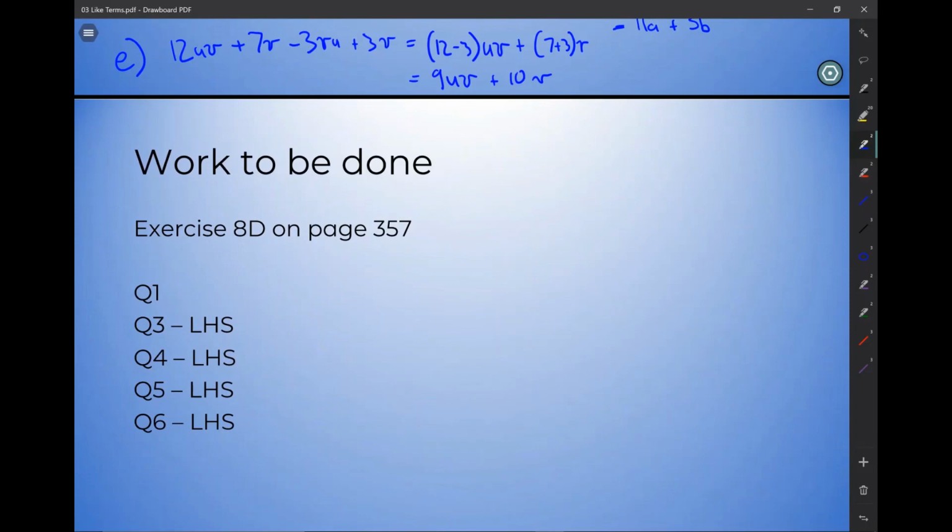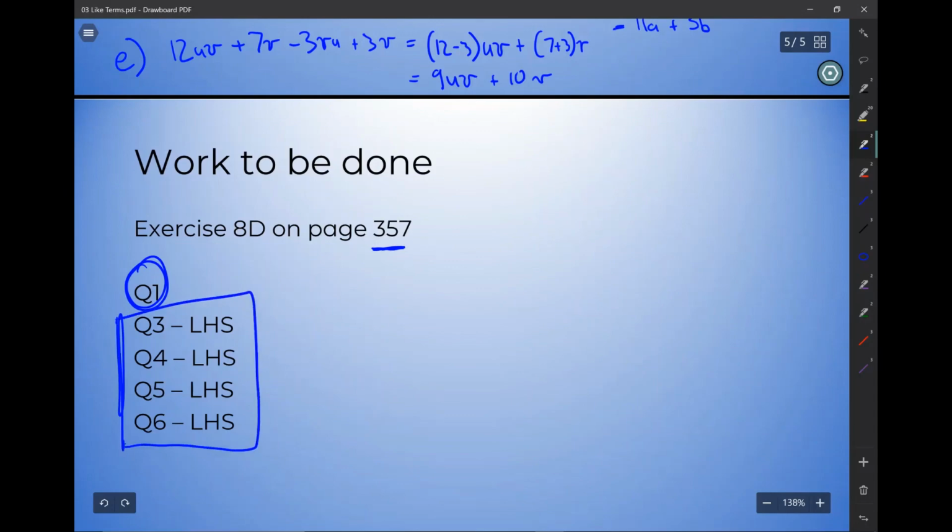Okay, and now you guys are going to go ahead and practice some of these questions by going to page 357. You'll do all of question 1, and then you'll do 3, 4, 5, and 6, only doing the left-hand column of questions.